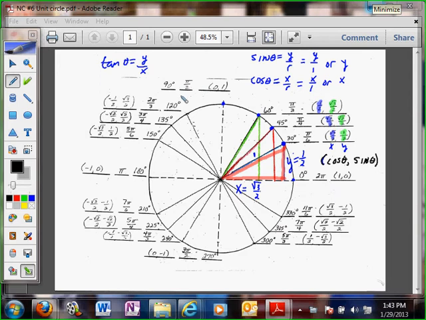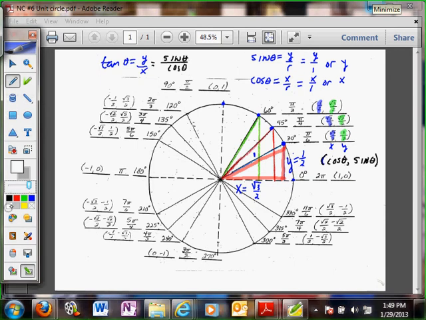Okay, so if the x value is cosine theta and the y value is sine theta, when I'm looking for tangent theta, that's y/x, or sine theta over cosine theta. And this is where we have to do some calculations. Let me give myself a little room.